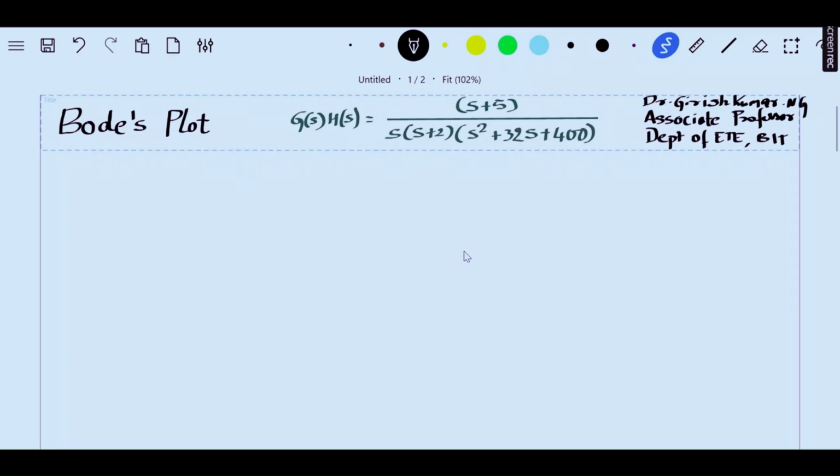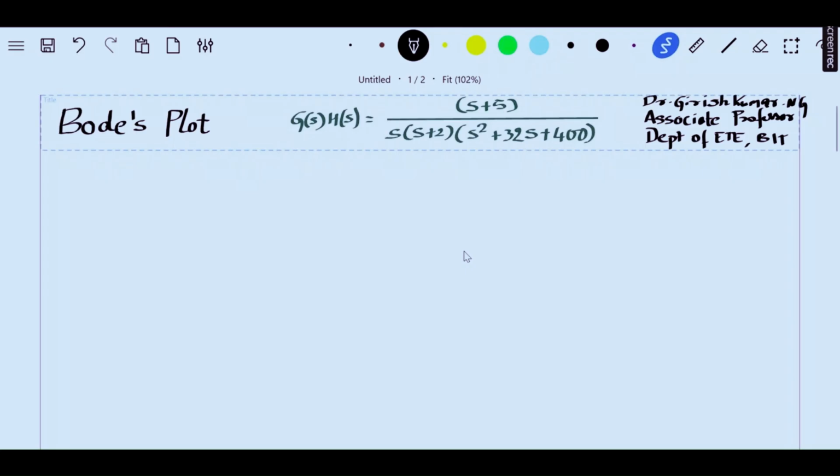In this video, let us learn how to plot the Bode plot for this given problem. The difference between this problem and the one we solved in the previous video is that I have added one quadratic pole into G(s)H(s). Let us see how the stability can be analyzed when a quadratic pole term is given along with the zero, the pole at the origin, or the simple poles or simple zeros, whatever it is given.